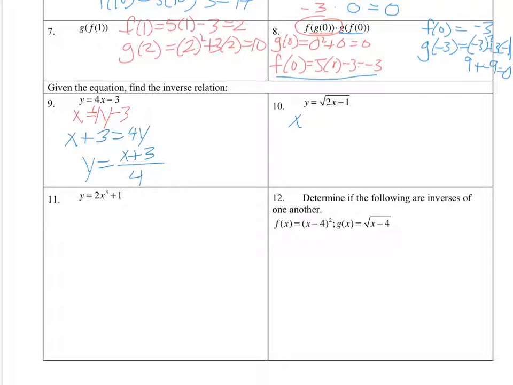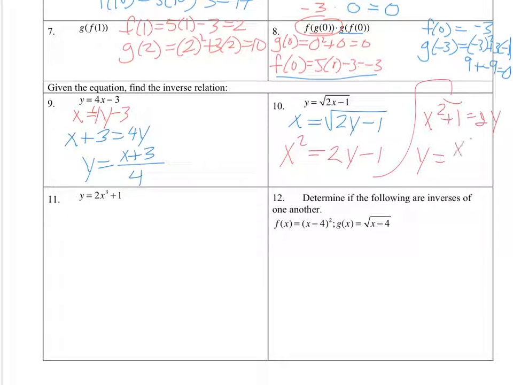I'm going to switch my x and y. X equals square root of 2y minus 1. To get the y by itself, I've got to square both sides. X squared is equal to 2y minus 1. Going up top again, adding 1 to both sides, we get x squared plus 1 is equal to 2y, which means that y is equal to x squared plus 1 over 2.